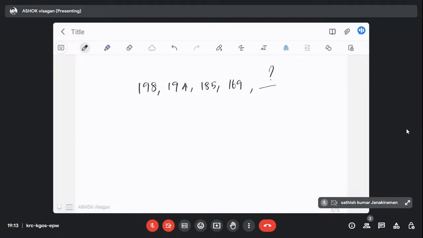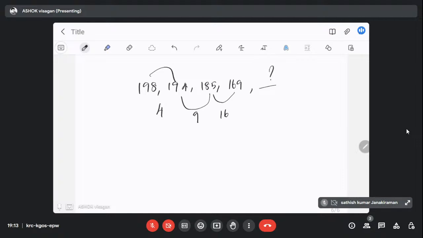All the numbers start with 1. No other numbers are starting and ending the same way. So there is no common pattern. So obviously you need to take the difference. If you take the difference between these two, you get 4. Here the difference is 9. Here the difference is 16.